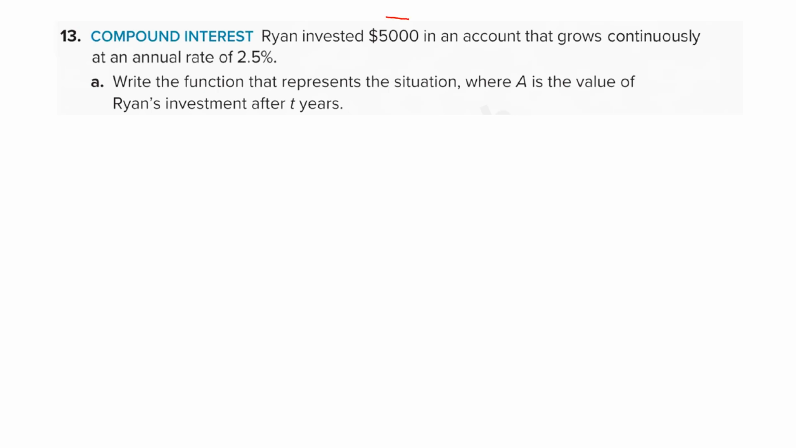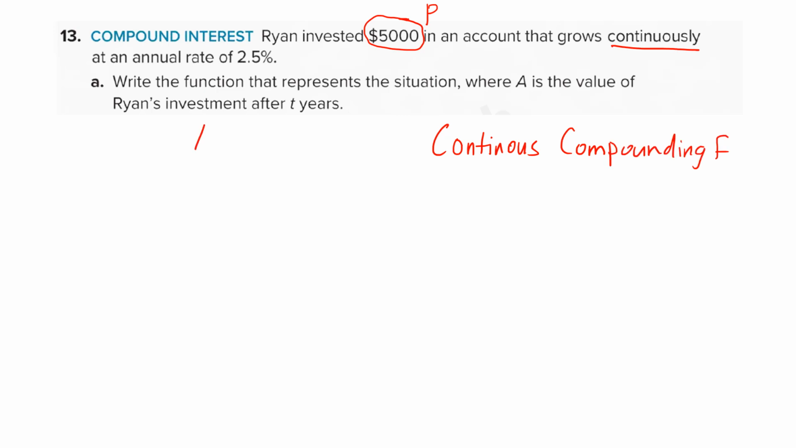So the sum of money that this person Rian is investing is $5,000. This is your principal amount. And the keyword here is continuously. So this is a question on the continuous compounding formula. Let me write the formula for you. So the formula is amount is equal to principal multiplied with e to the power rt.